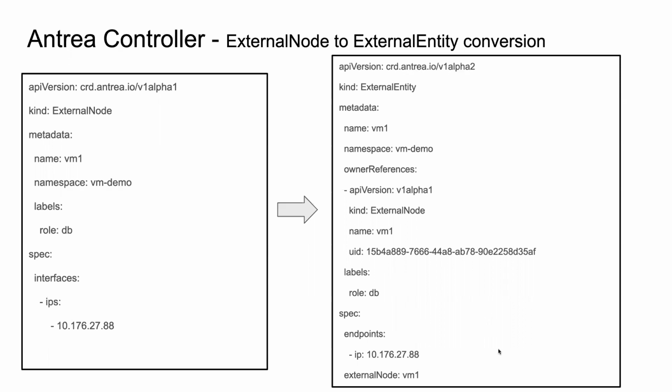But as we have already pointed out, there are two kinds of external entity. The previous external entity, for the agentless VM, doesn't have the owner references, because it is not created by an external node. We hope the user does not change the external entity which is created by an external node. But if they modify it, we can only correct it when the controller restarts, in the reconciliation.